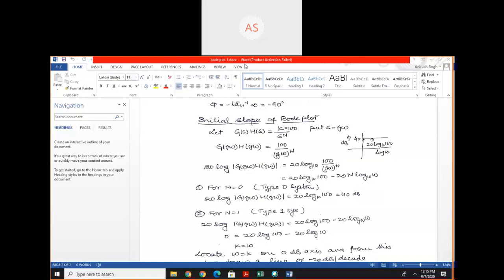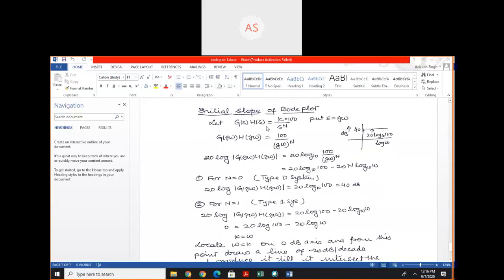Hello students, good afternoon. Last time we were discussing Bode plot. Today we will calculate or draw Bode plots for some systems. First we discuss the initial slope of Bode plot.